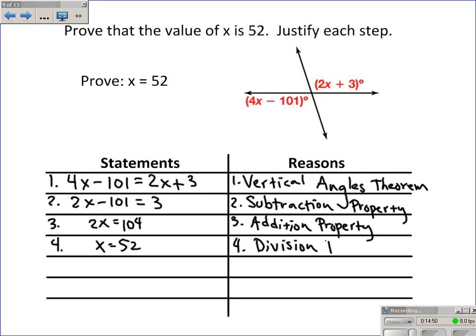Okay, and we're done. Now, I had more lines here, and that's fine because we don't know how long our proof will be when we start, but we just start with what we're given and we work our way down, making logical steps until we get to our proof statement.